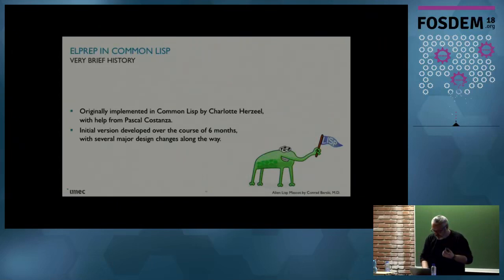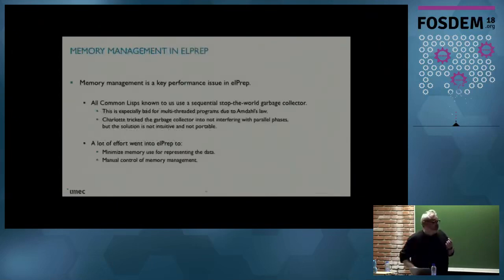However, now that we have this in production, we ran across some issues, and one of the major issues that we have problems with is the memory management. The memory management is a key performance issue in LPrep, and the problem is that all Common Lisp implementations that we are aware of use a stop-the-world garbage collector. So when this garbage collector kicks in, all threads running at the same time are stopped, and the garbage collector itself is sequential, doesn't use multiple threads. So it's extremely slow and costs us a lot of time.